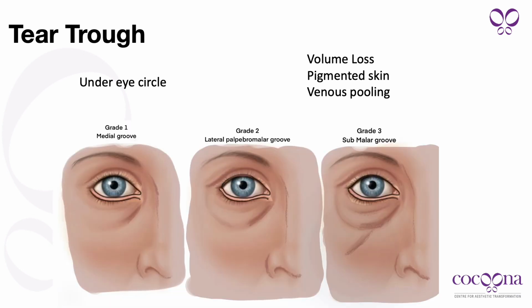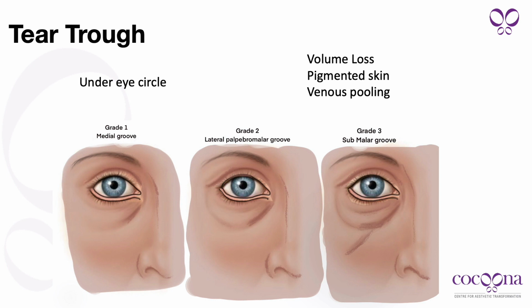Tear trough is slightly different than under-eye circle, because under-eye circle is a combination of problems. Under-eye circle can be due to volume loss causing tear trough, pigmented or discolored skin, and venous pooling. So how to grade tear trough? Grade 1 is just the presence of medial groove. Grade 2 is medial and lateral palpebromalar groove. And grade 3 is where the groove extends into the cheek.